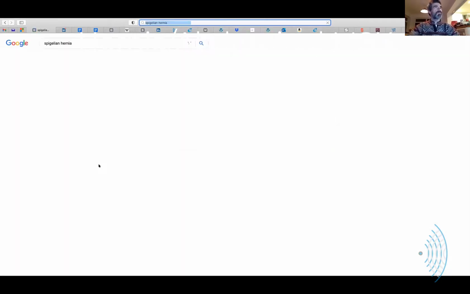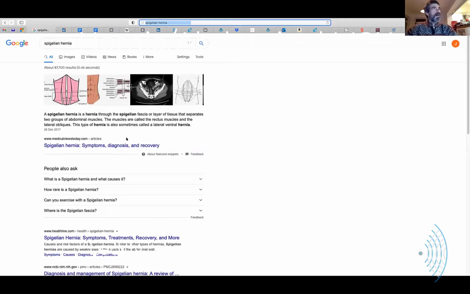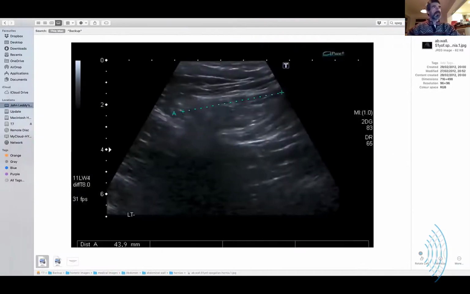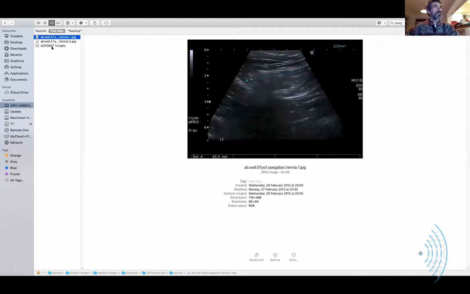Spigelian. Yes, I think that's the sort of thing you're referring to. Yes, that is very close to it, at least that's the region. And is this the dynamic where the transverse abdominis has this entry from inside and outside the abdominal fascia? Not transverse abdominis, the rectus abdominis.